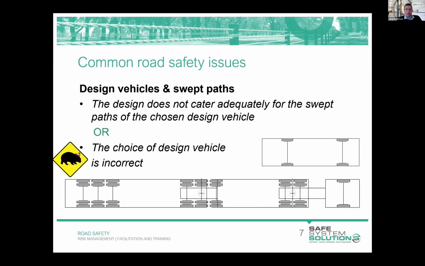I want to step through now a number of common issues that we find when auditing projects at the design stage. The first is around the choice of design vehicle. So that's that largest vehicle that we'd expect to see use a road on a regular basis. A design might not cater adequately for that vehicle. So in other words, there mightn't be enough space for that vehicle to navigate the road or particularly the intersection, or the choice of the design vehicle might be incorrect in the first place.